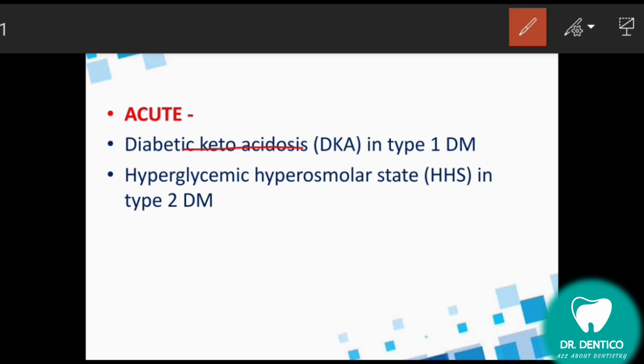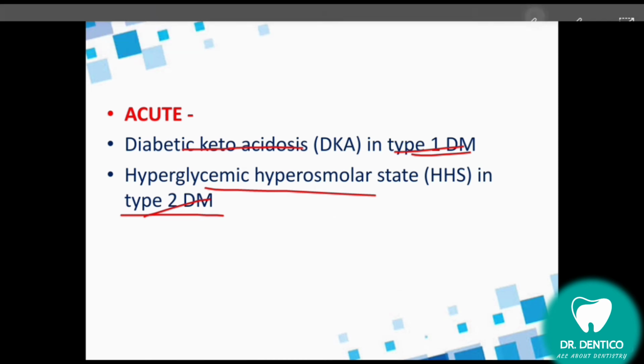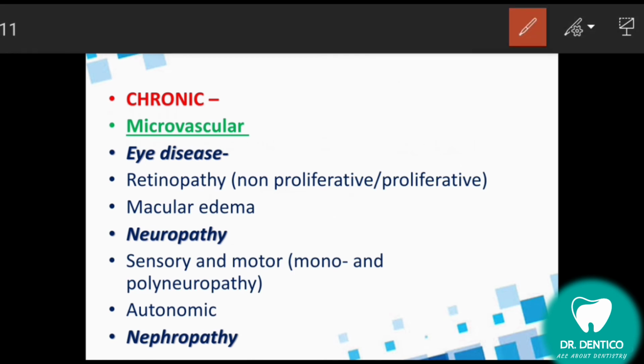After that, the hyperglycemic hyperosmolar state. Okay, so it is a complication of type 2 diabetes mellitus. Okay, DKA is seen in type 1 and this is seen in type 2. It involves an extremely high blood sugar level without the presence of ketones. Okay, now we will see the chronic. Chronic is again subclassified into microvascular and macrovascular.